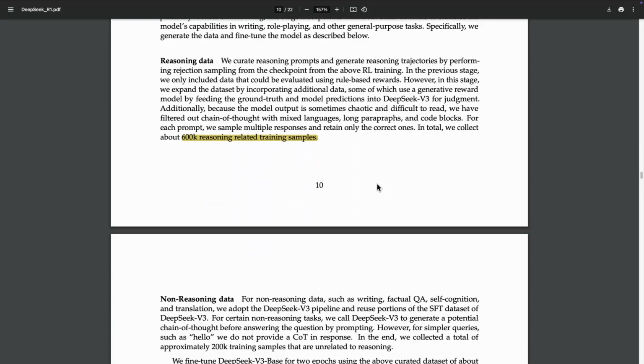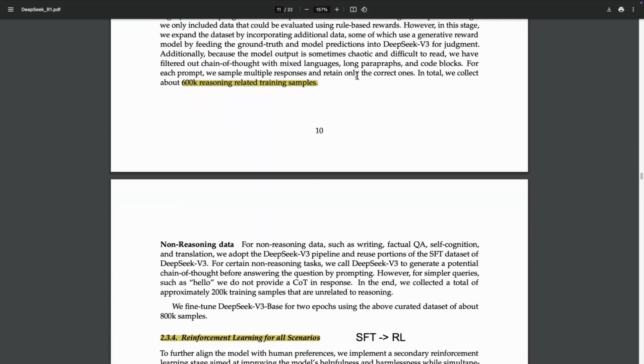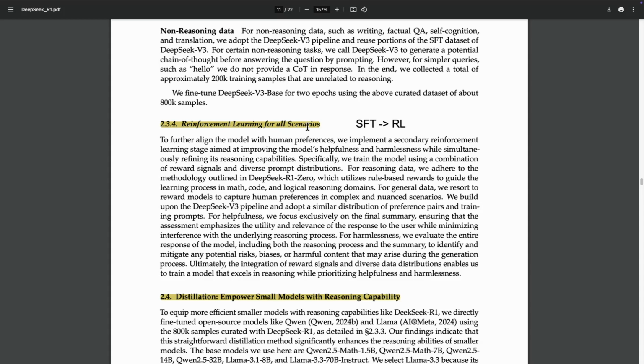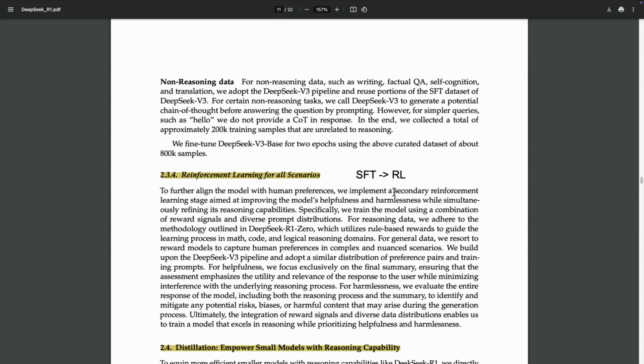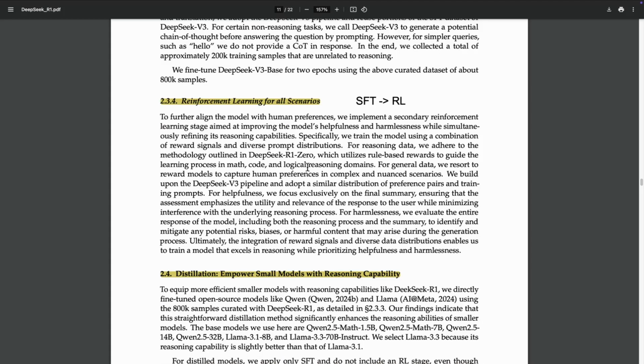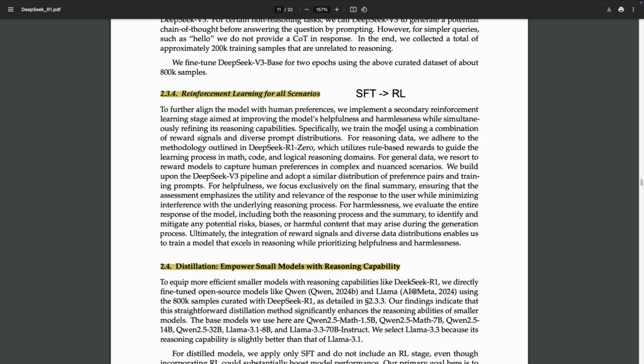So this just talks about reasoning data. There are 600K reasoning-related training examples. And this is RL for all scenarios. Again, it's going to go from SFT to RL, basically applying reinforcement learning again. And the idea is that they want to improve the model's helpfulness and harmlessness while keeping those reasoning capabilities, right? So there's a lot of instability that can happen in these different phases of training this system. So it's important that these models are also very aligned. It's not just having good reasoning capabilities, but having good alignment.